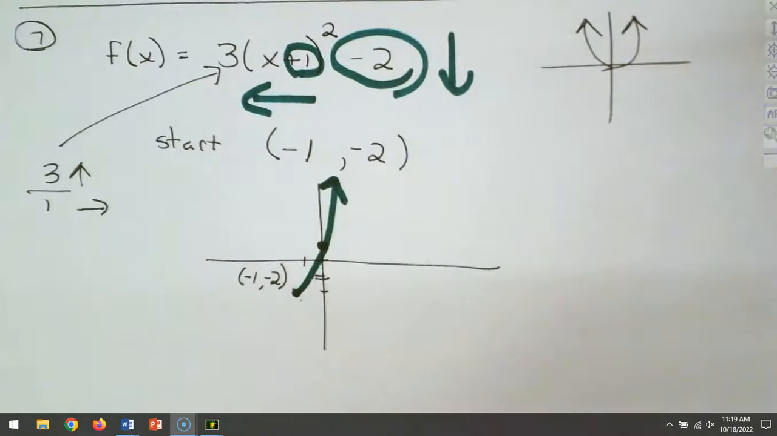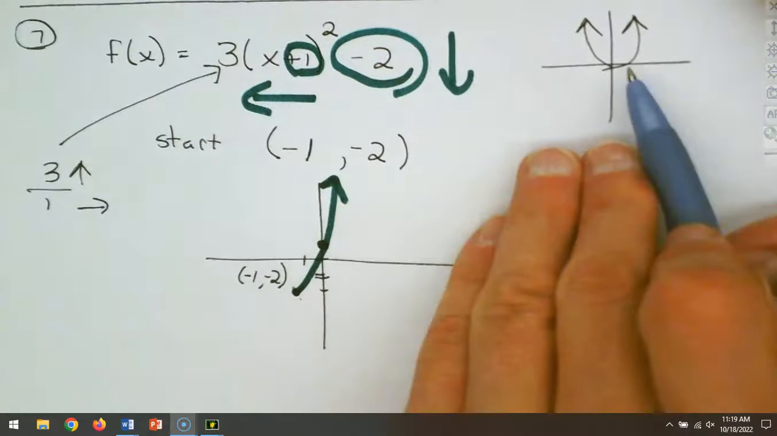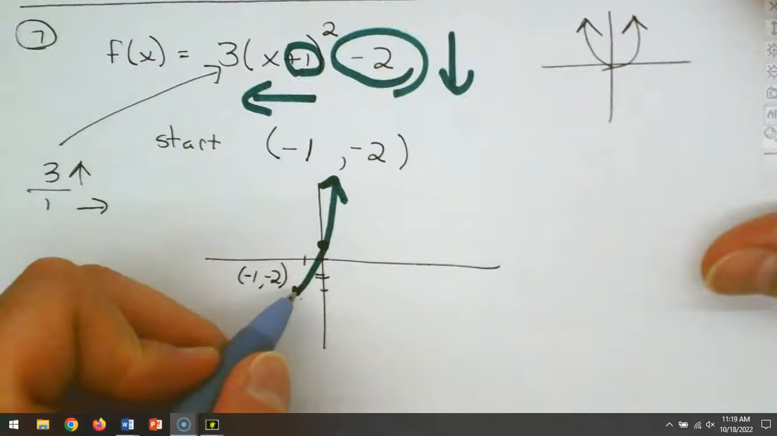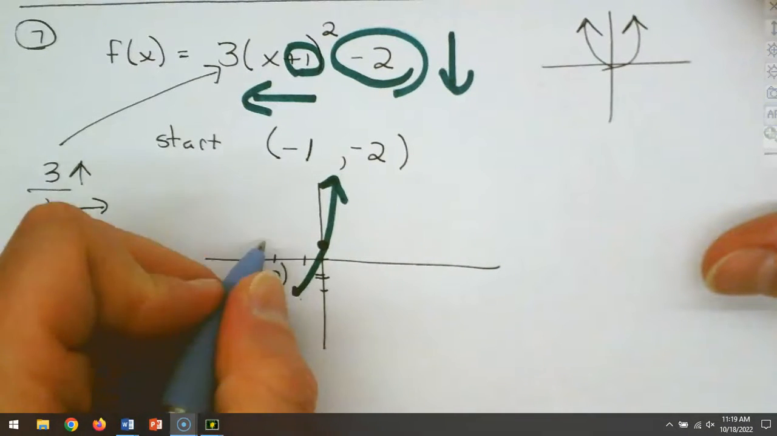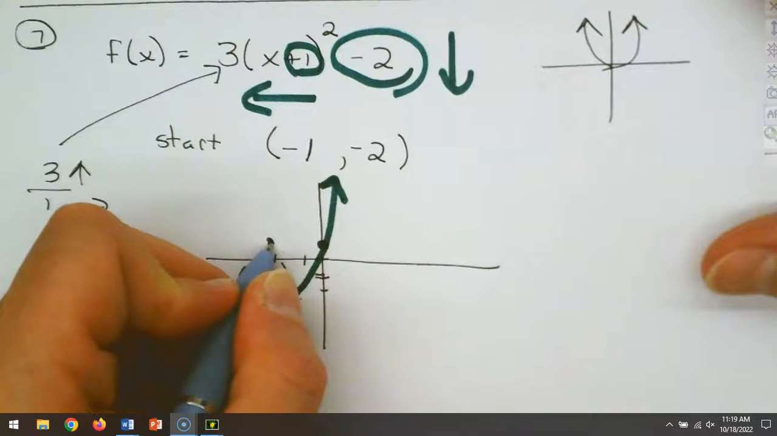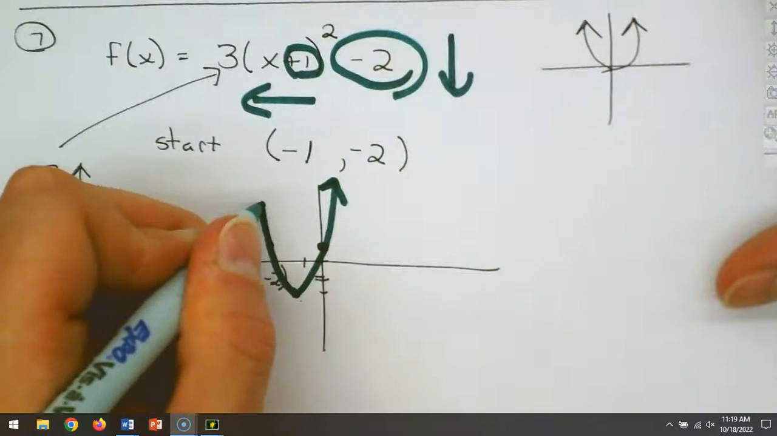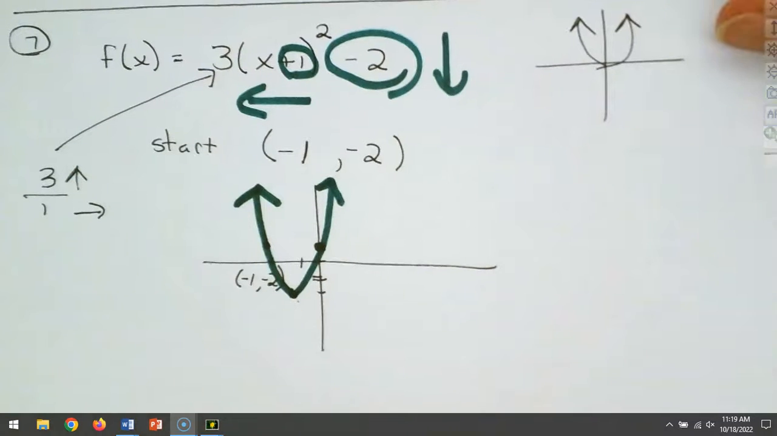Now, how do I get the other half? It needs to look like that. So I go back to my minus 1, minus 2, and I'm going to go up 3 and back 1. So that's going to put the other point right about there. And I'm going to connect it together. And so there is my picture.